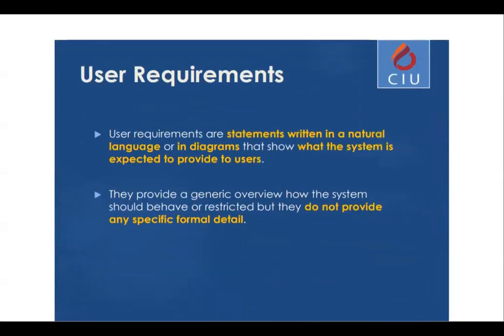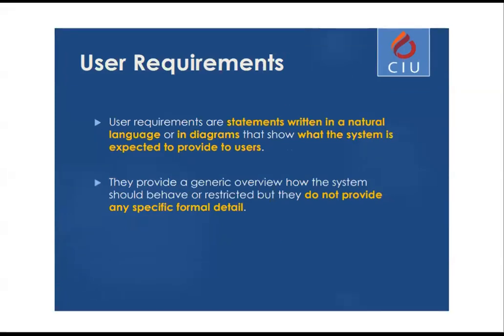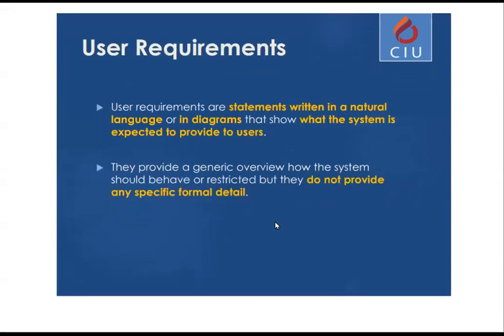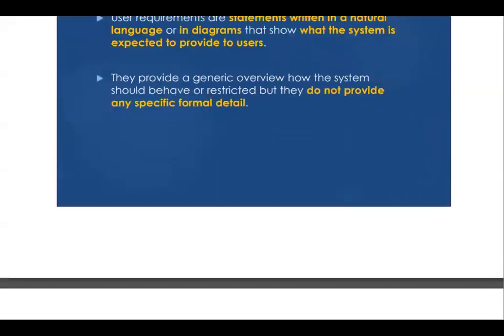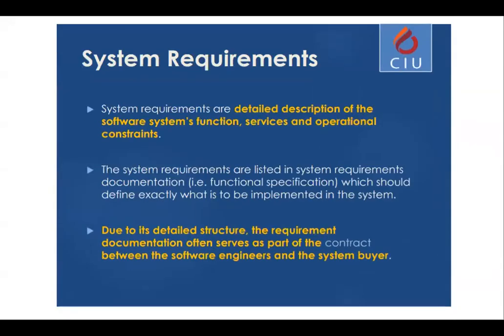User requirements are written in natural language or in diagrams. These can be user stories or user diagrams that tell you what the system should do. They provide a generic overview and do not provide too much detail, because that's not their purpose. They are primarily used by team managers or project managers.